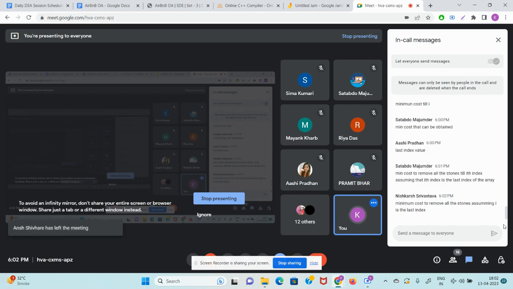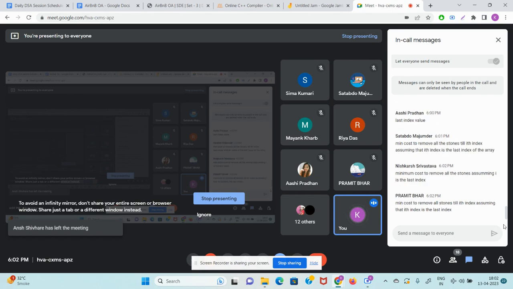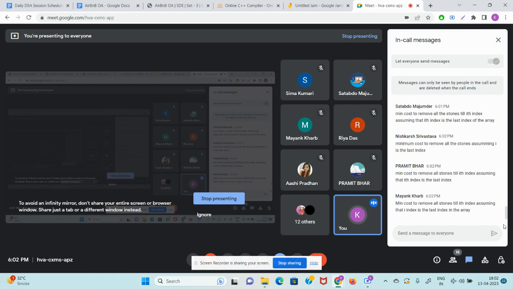array. I love you, Satabdo. For sure, today I will pay you also. Nishkarsh, surely you will also get the payment. Pramit, always. Mayank, also. Only one person is left who wants payment. Riya, very good. So minimum cost to remove all the stones नहीं मिलेगा शुभम, लेट हो गए.